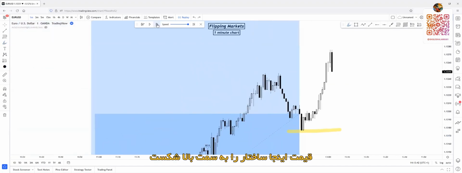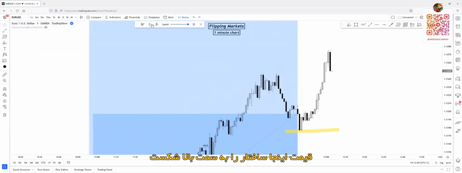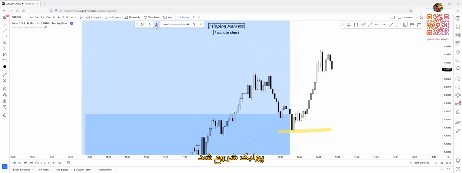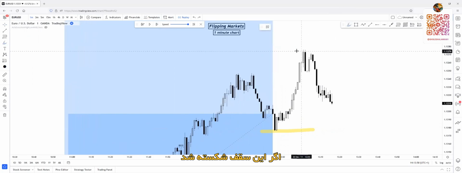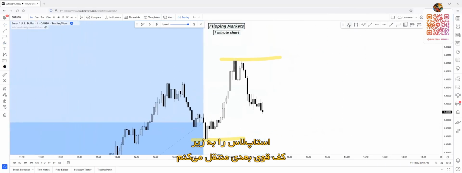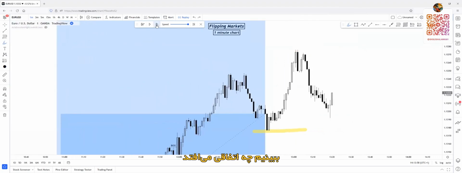Okay, let's see what happens. Break of structure to the upside here. Pullback started. Huge pullback. If this high breaks, I will place my stop loss below the next strong low. Let's see what happens.